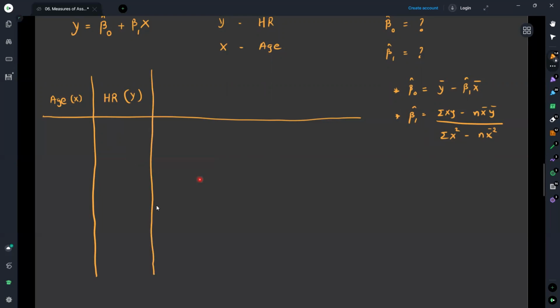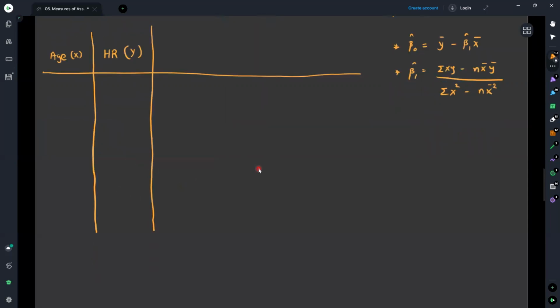Now we can write down the values for the age and heart rate. The observed age values are 30, another 30, then 40, 20, again 20, 45, 30, 45, and 50. These are the values obtained for the 9 patients or the 9 observed people.